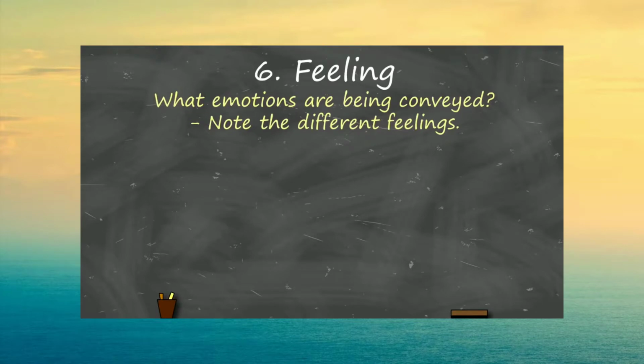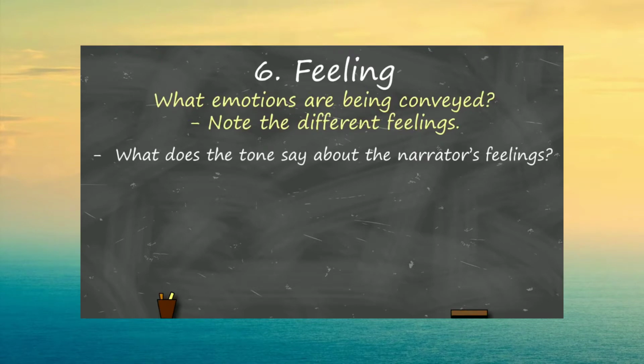Step 6. Feeling. Analyse the different emotions being conveyed. What does the tone tell us about the narrator's feelings? Does this change throughout the poem? What might be the poet's intention?